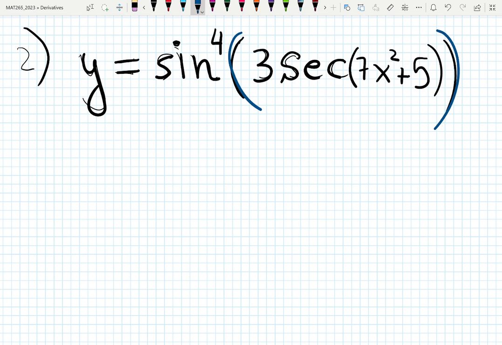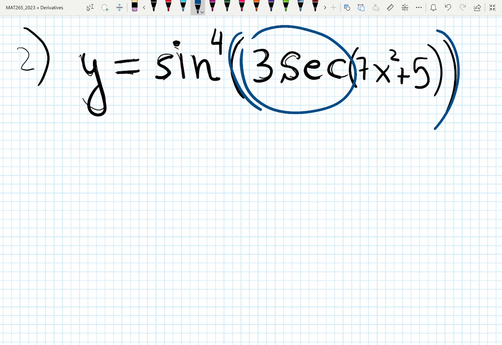Now I look more inside. What's the stuff inside of sine? 3 secant. 3 secant of stuff. Okay, now I have to differentiate 3 secant. That will require you to know the derivatives of secant, tangent, sine, cosine. Secant likes itself, so it's secant tangent. The derivative of secant times tangent of that stuff. Okay, differentiated that. And now I see there's something inside of secant, and I'm differentiating 7x squared plus 5. And that's the end. Does that make sense?